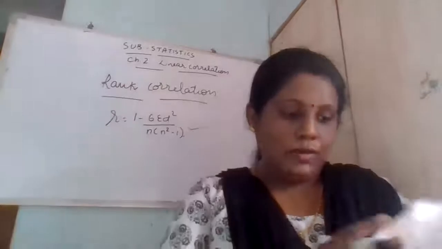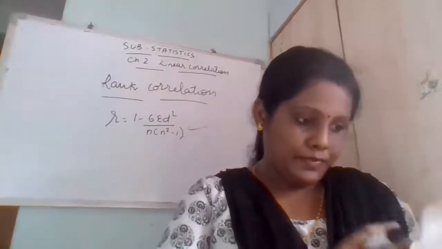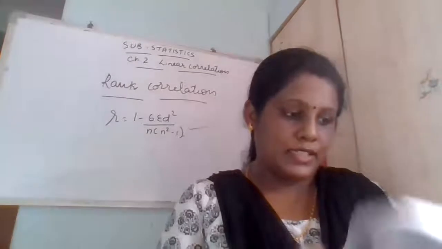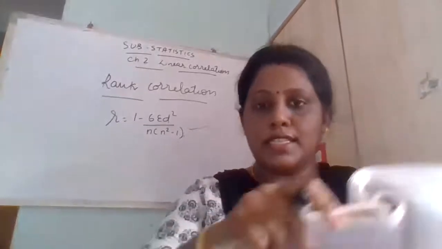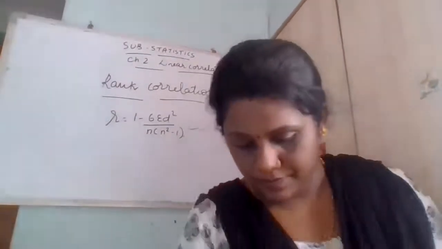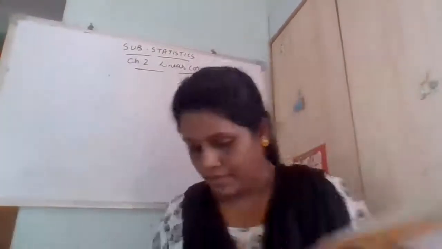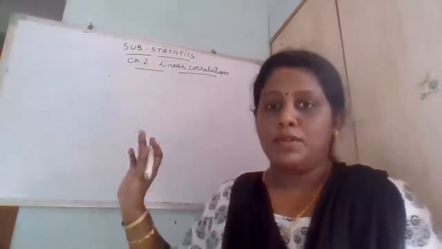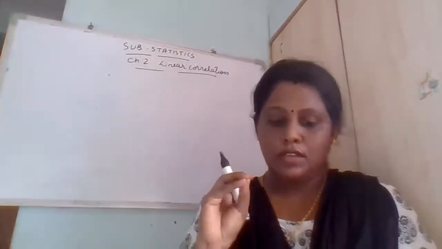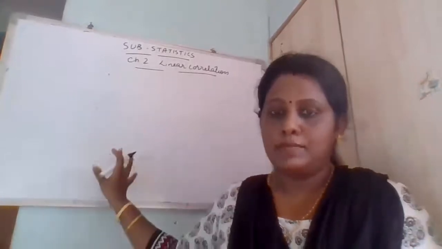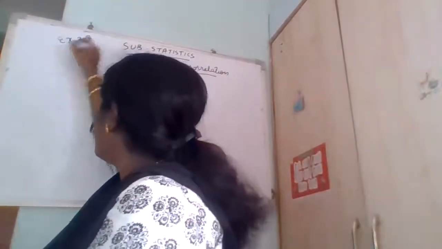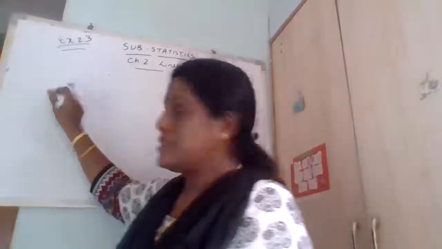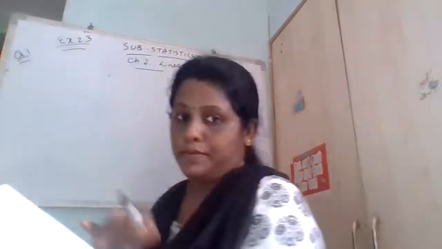Now I will explain to you the exercise. Now we will start directly with the exercise sums. Illustration sums you have to do in homework. Now we will start with exercise 2.3. This rank correlation is the most important and the easier topic in this chapter. Now, exercise 2.3, question number 1.